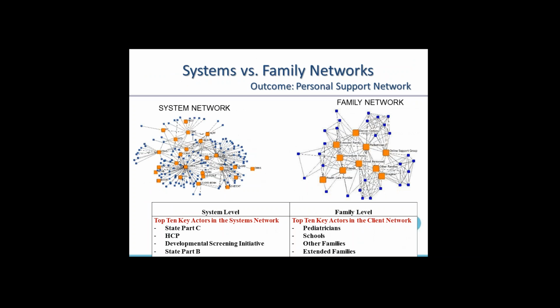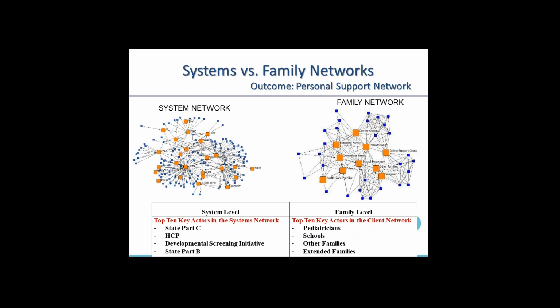When we gave out our survey to the system, we had tons of people listing all kinds of partners, and no one in the whole survey of 100 respondents ever listed families as one of the nodes and members of the network. When we asked family members who was a part of their system of care, you can see that there were some real differences in who the top 10 key actors were.